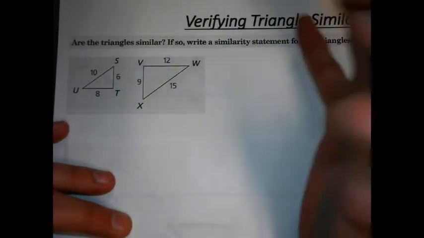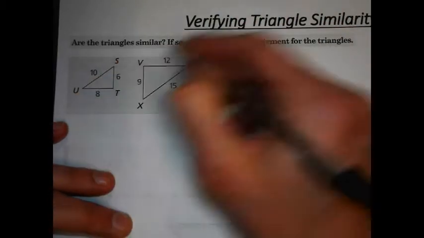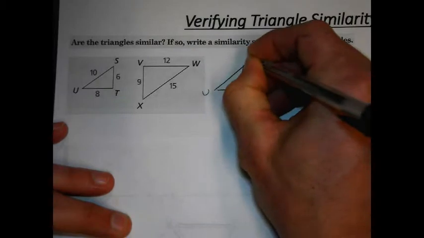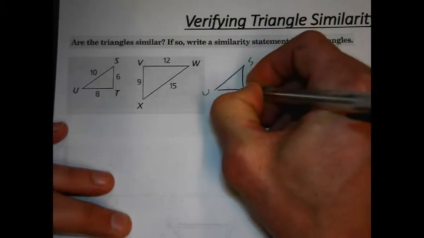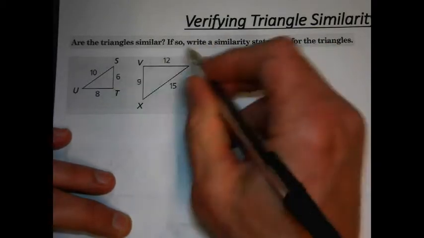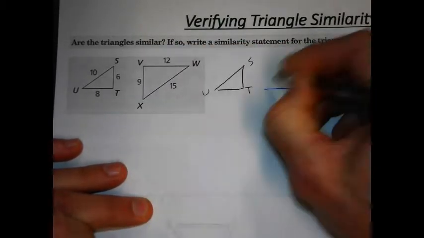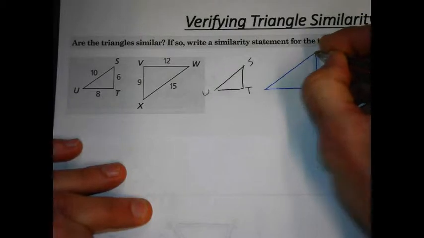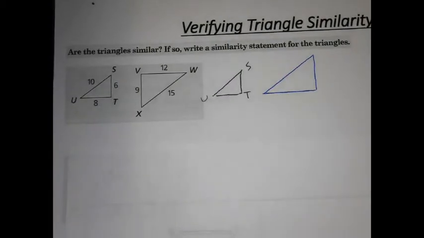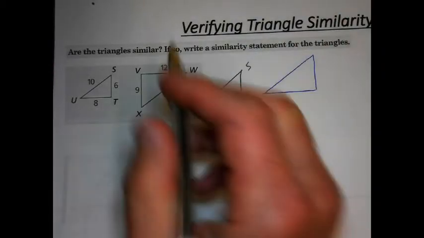So if I look at triangle, let's say UST, and I redraw triangle UST, and I look at this triangle, I'm not going to name it yet because I don't know what corresponds with what. I'm just going to draw a bigger triangle because clearly whatever we call this triangle, it looks bigger. And not only does it look bigger, the sides are labeled bigger. So I want to draw it in the same direction so I can compare the corresponding things.